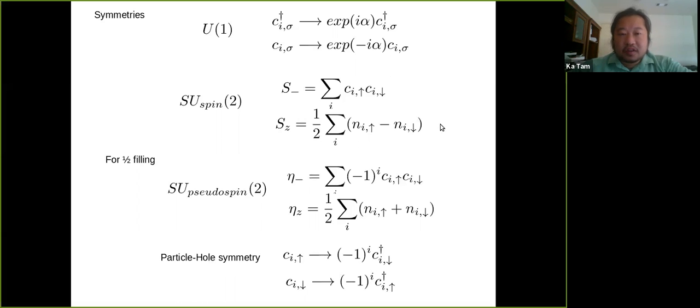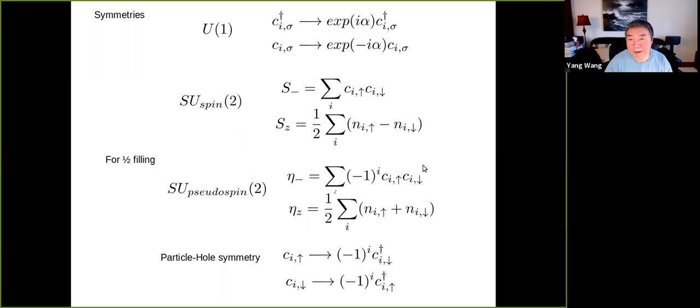If you're an expert on this, this SU(2) spin symmetry and SU(2) pseudospin symmetry are not completely independent. So the total symmetry of the model is not exactly SU(2) times SU(2), but SO(4) over Z2.